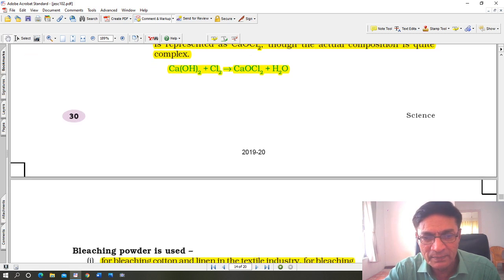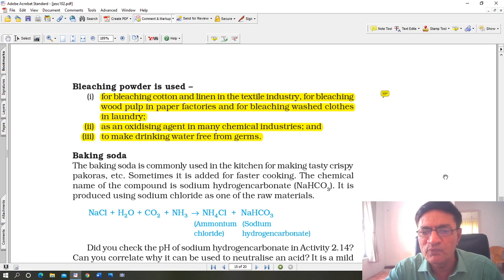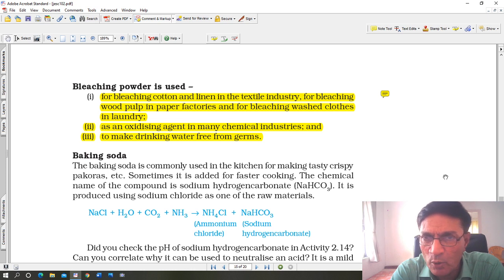Then what is bleaching powder used for? For bleaching cotton and linen, that is, cotton cloth, in the textile industry, for bleaching wood pulp in paper factories, and for bleaching washed clothes in laundry. Bleaching powder can be used to decolorize. If you want to decolorize something, bleaching powder is very useful for that.